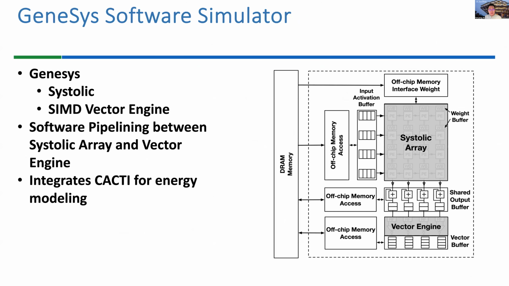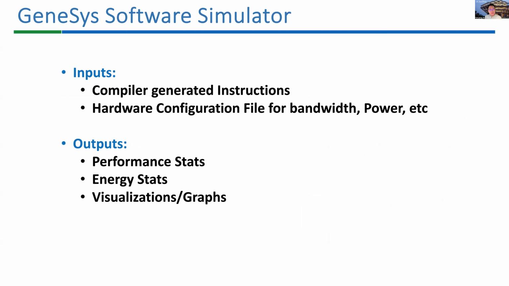The GeneSys software simulator is a cycle-accurate Python-based simulator that simulates the execution of the GeneSys architecture, including the software pipelining between the systolic array and vector engine. It also integrates CACTI for energy modeling.